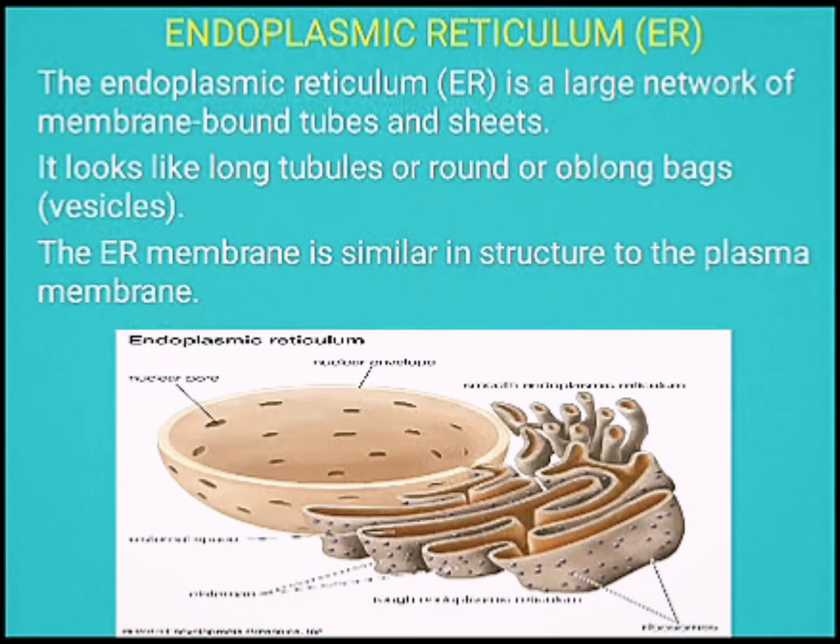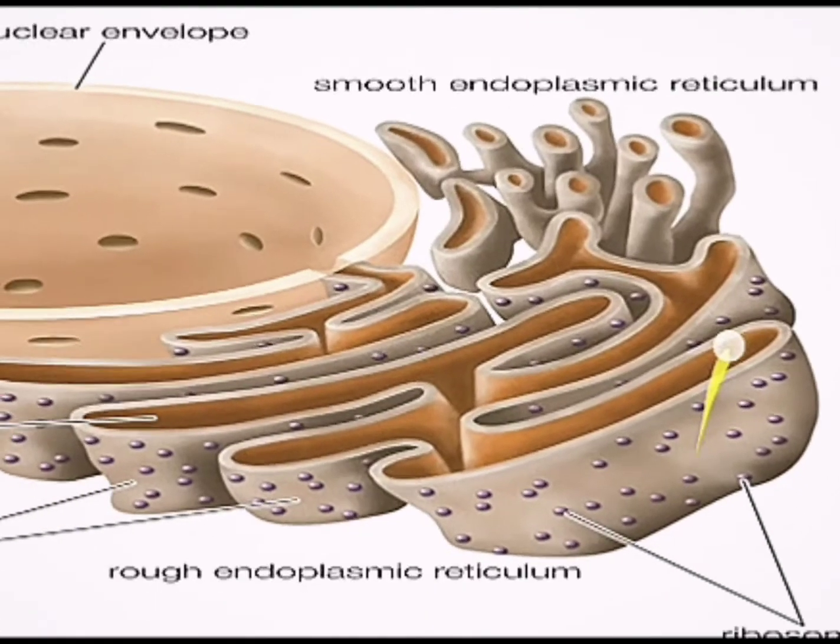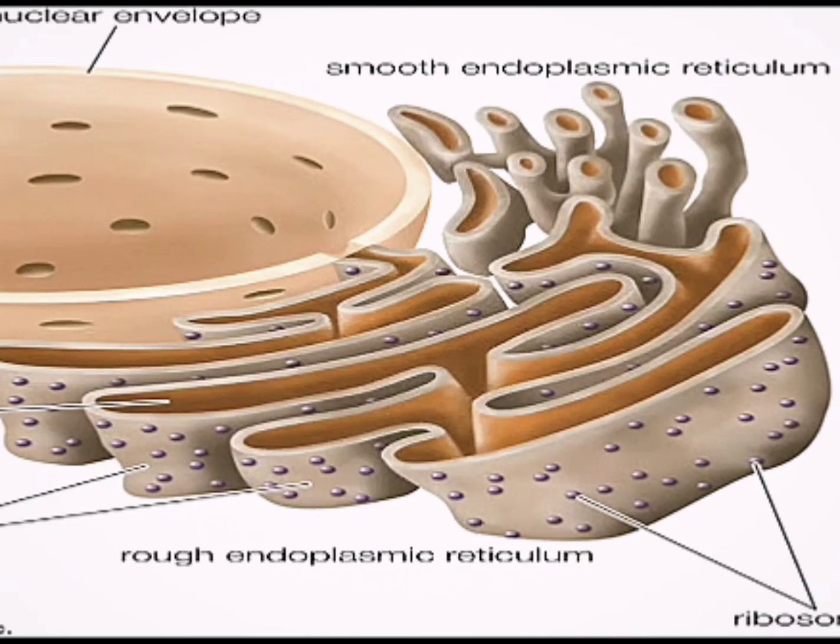Endoplasmic reticulum. The endoplasmic reticulum is a large network of membrane-bound tubes and sheets. It looks like long tubules or round or oblong bags, which are also called vesicles. It has a membrane similar to the plasma membrane, that is, it is also surrounded by a double membrane just like a plasma membrane, and you can see it is connected with the nuclear membrane.